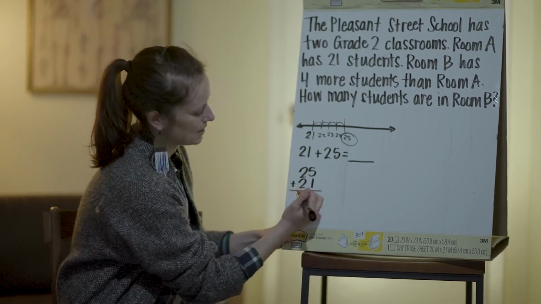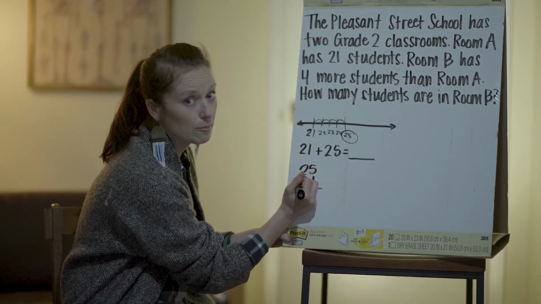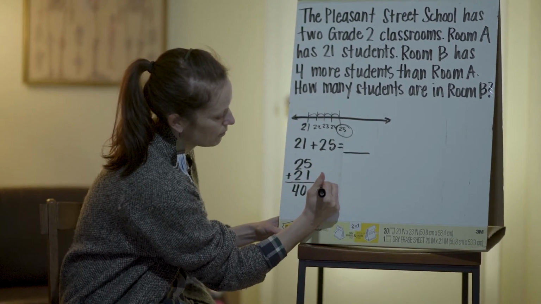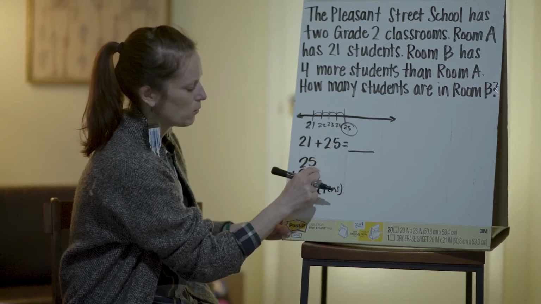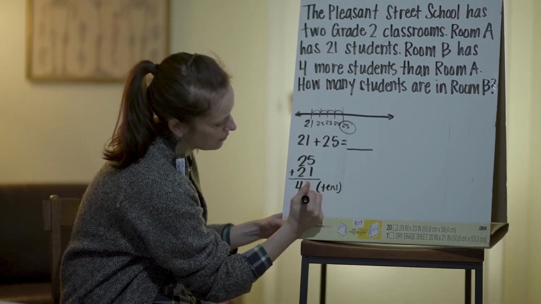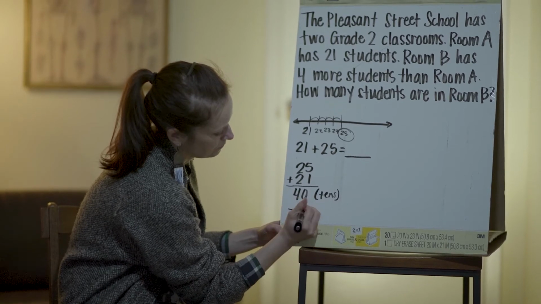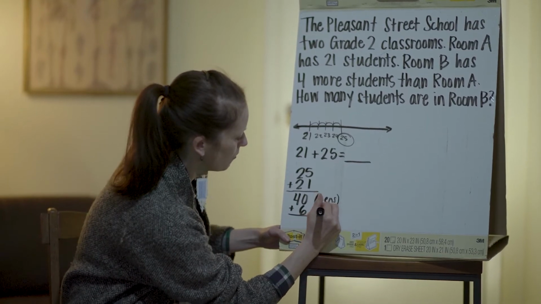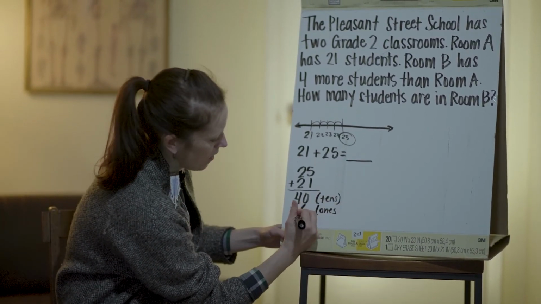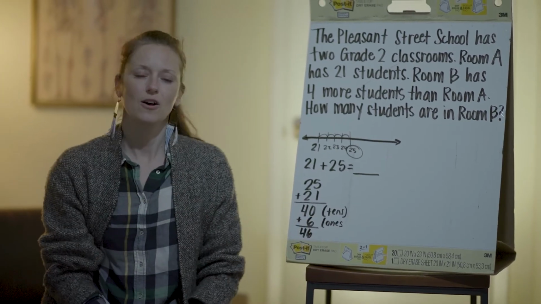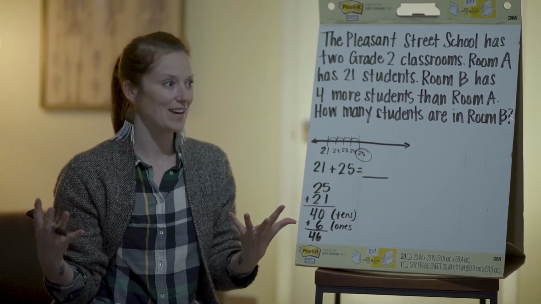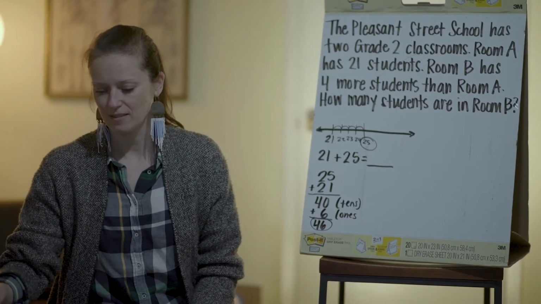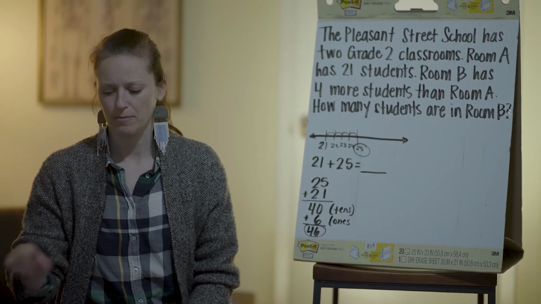So first I'm going to add my 10s together. So I know that 2 10s is 20 plus 2 10s, which is 20, is going to equal 40. Just a reminder, these are my 10s. And then my 1s here, my 5 and my 1 is going to be equal to 6. So we now know there are 46 2nd grade students altogether at the Pleasant Street School. Excellent. All right, so I have a third part to this problem.